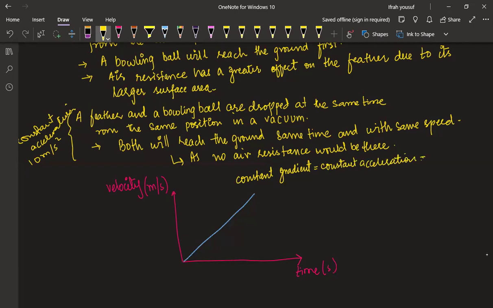Right? And that is 10 meter per second square. Approximately 10 meter per second square. Got it? Any confusion now? No. Okay.